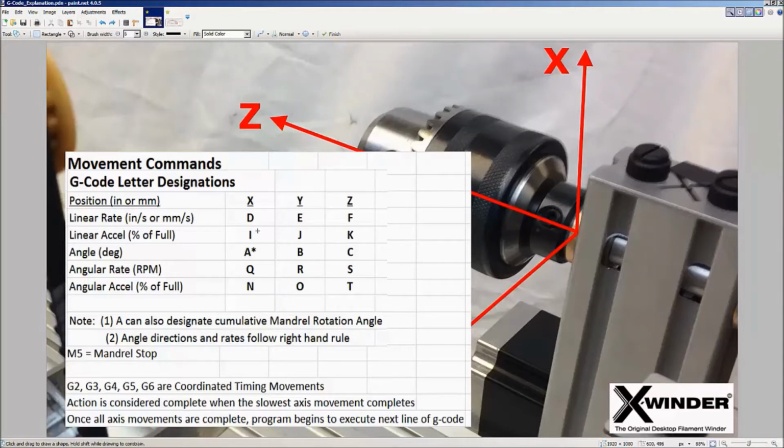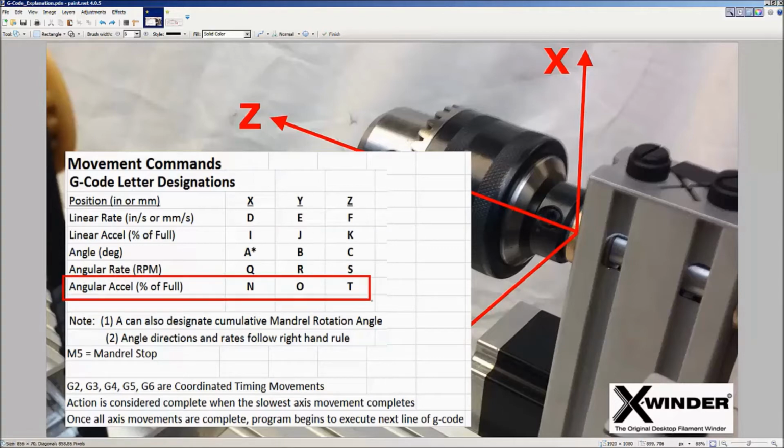a positive angular rate, or a positive angular value along C would be a clockwise movement around the z-axis. So for the rates, we've got Q along X, R along Y, and S along Z. So S is the mandrel rotation rate about the z-axis. Again, a positive value is clockwise, given the right-hand rule, and a negative value would be counterclockwise.